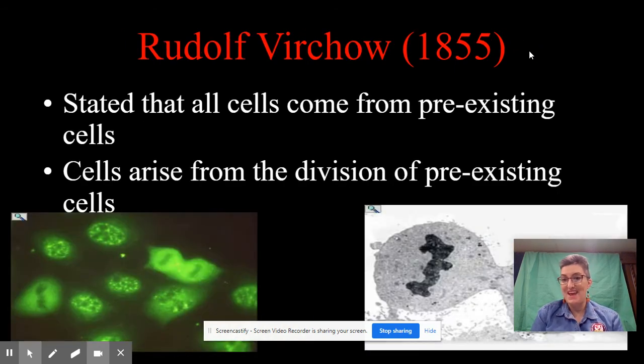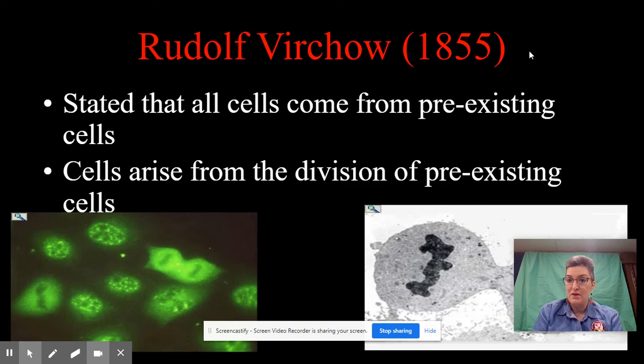Rudolf Virchow in 1855 actually observed cell division. So he stated that cells come from pre-existing cells. They arrive from the division of other cells. So this was kind of a big deal.